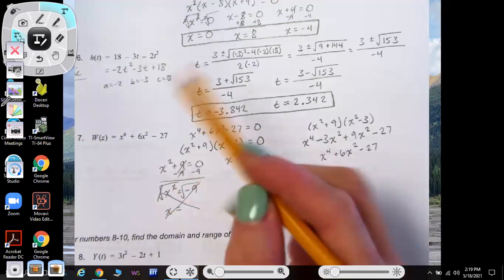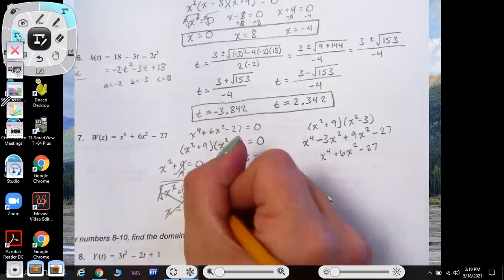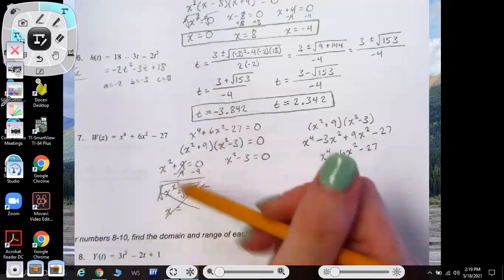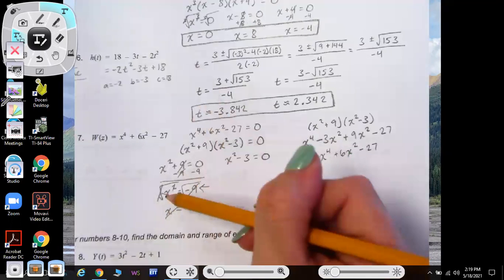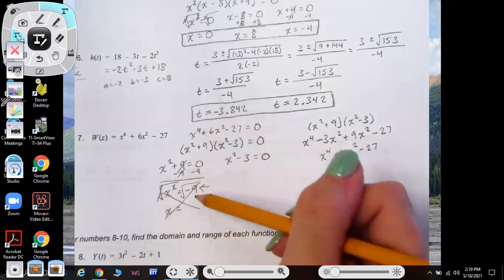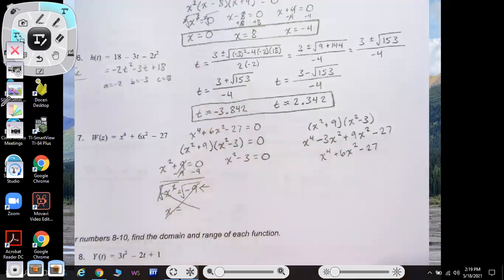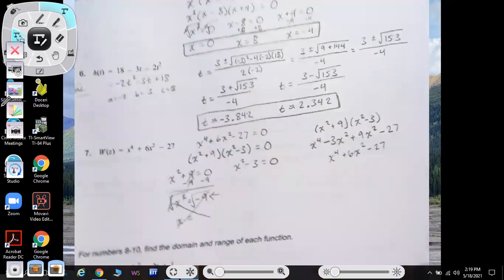You probably could have told that even in this step, because you can't take a number and square it and end up with a negative. So having x squared equals negative 9 should have told us that we could stop. This is not going to be one of our roots.